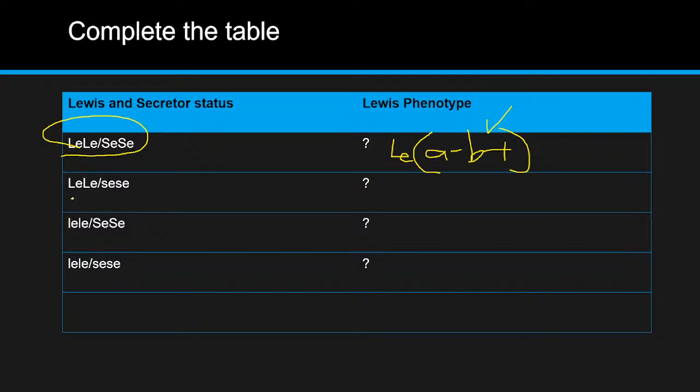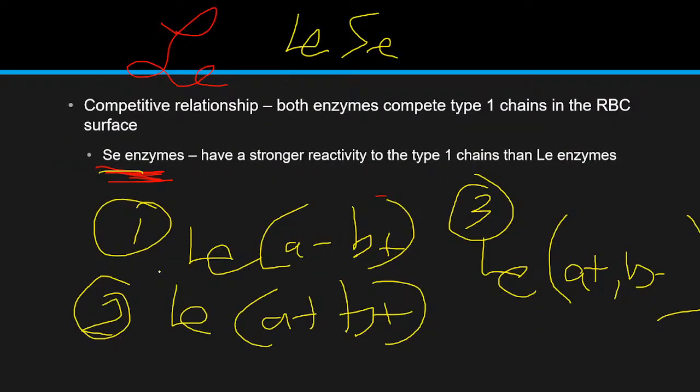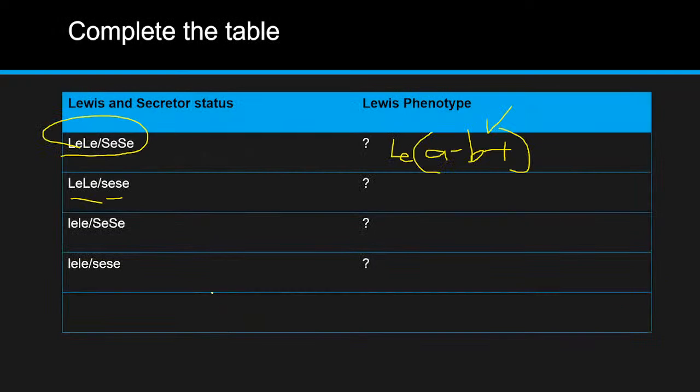Now, for this one, what do you think will be the Lewis phenotype of this patient? Can anybody answer? Same choices. All right. What is the Lewis phenotype of a person who is, I will type it in the chat, LE, no secretor gene. So you don't inherit any secretor gene, so you'll be like this.